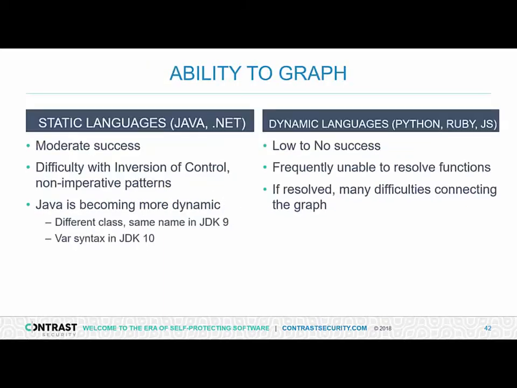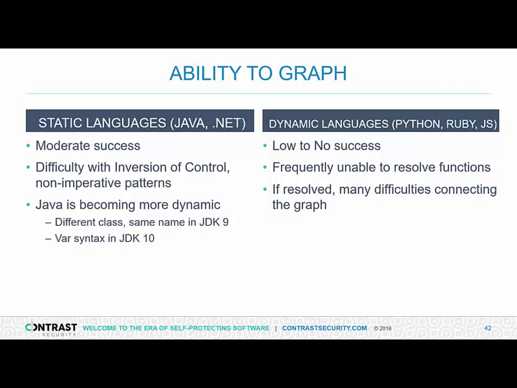Now, regarding the ability to perform those graphs on different code bases, with your static type languages, we have a little more success in the field than we do with dynamic languages. But static analysis is not without its challenges in those static languages, in that it has difficulty with something called a non-imperative style of coding, such as inversion of control, or places where there is not a direct code correlation and that code is constructed at runtime itself.